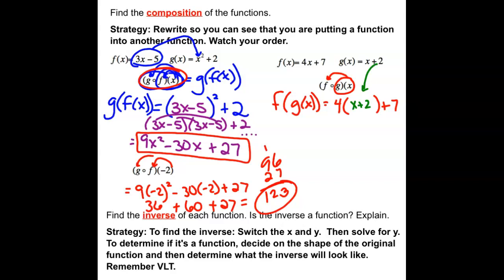Okay, simplifying now, distributing our 4, we get 4x plus 8, plus that other 7 on the end. We end up with 4x plus 15.